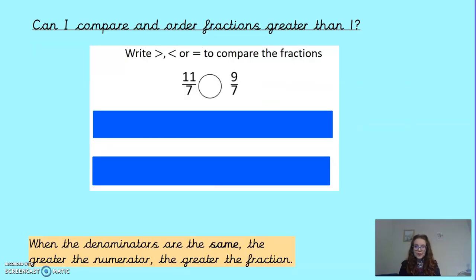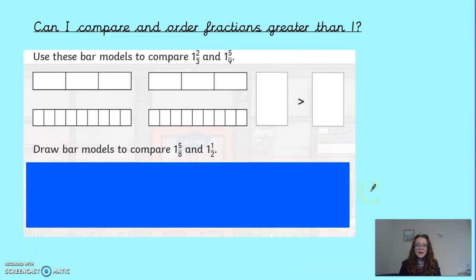Let's carry on. Ooh, too fast. Okay, so today we're going to use bar models to help us compare, because bar models are brilliant. They're brilliant all the time, but especially so for fractions. So if you're ever stuck on a fractions question, draw out some bar models to help you out. I promise you it's going to help. So have a look at my bar models here. I'm going to change my pen colour, I think. Okay, use these bar models to compare 1 2/3 and 1 5/9.